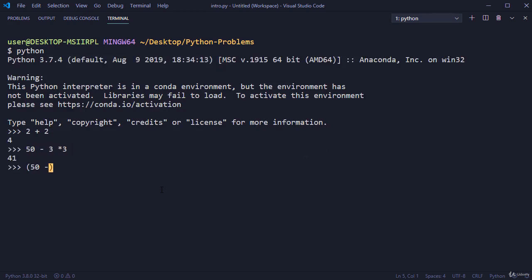Here we have 2 plus 2 and the result of this operation is 4. Then 50 minus 3 multiplied by 3, and you know the result for this operation is 41. After that, 50 minus 3 multiplied by 3 in between parentheses divided by 4, and the final result for this operation is float or floating point number 10.25.